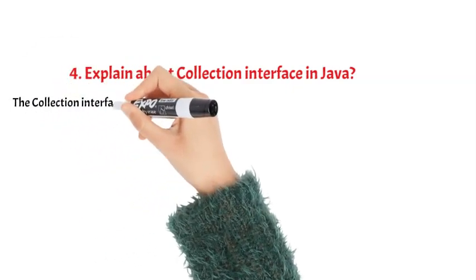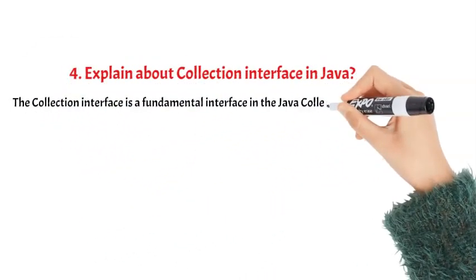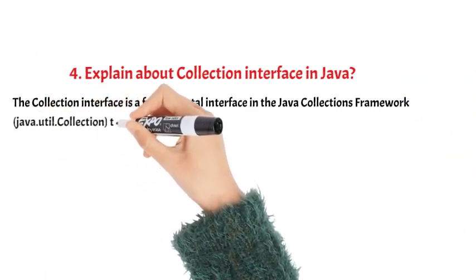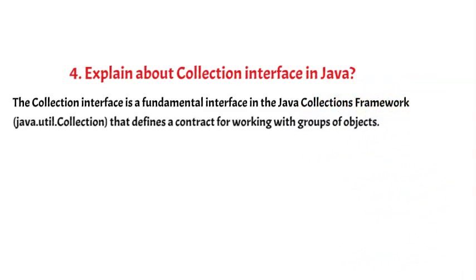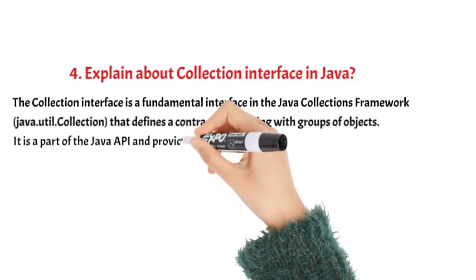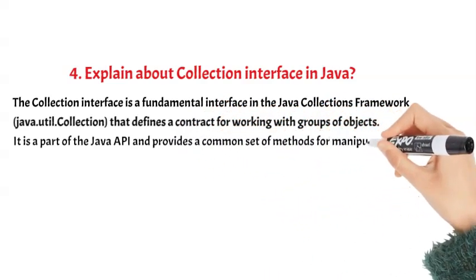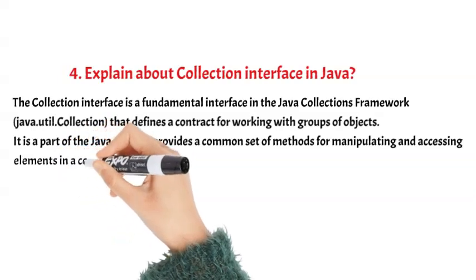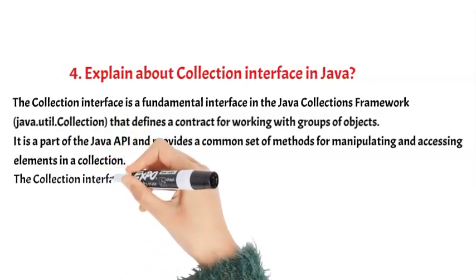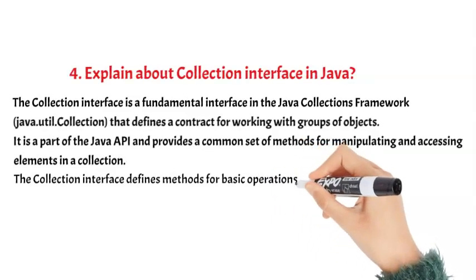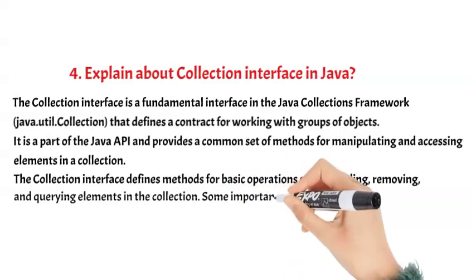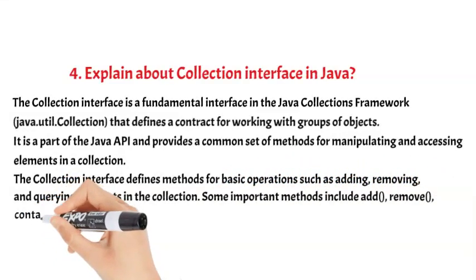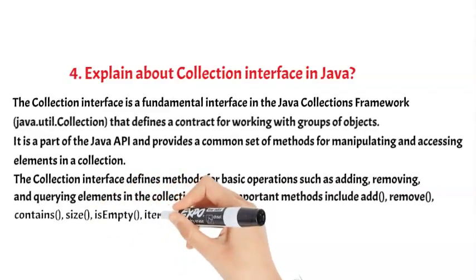The Collection interface is a fundamental interface in the Java Collections Framework, java.util.Collection, that defines a contract for working with groups of objects. It is a part of the Java API and provides a common set of methods for manipulating and accessing elements in a collection. The Collection interface defines methods for basic operations such as adding, removing, and querying elements in the collection. Some important methods include add, remove, contains, size, isEmpty, iterator, and toArray.